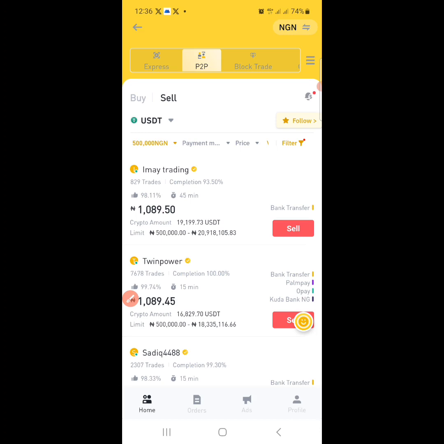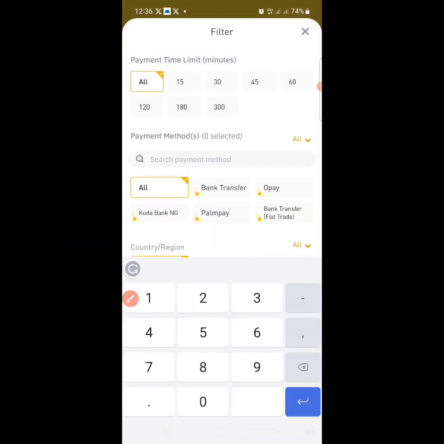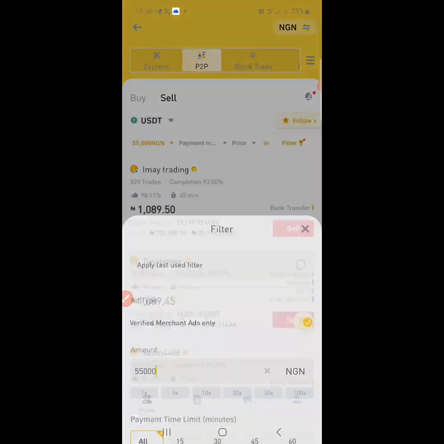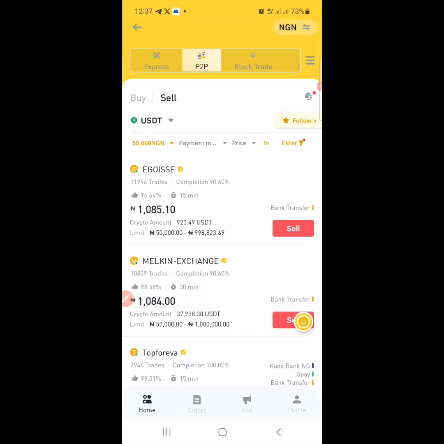Okay, now so guys, let's just get started right now. I want to perform the crypto arbitrage right now. So what I will just do is I will enter the amount I want to transact with. Let's say I want to transact with this amount. I'll just click on this confirm button. Then you'll be seeing the rates of every merchant here. You see this one rate. So what I will just do is I will go over to click on this sell.